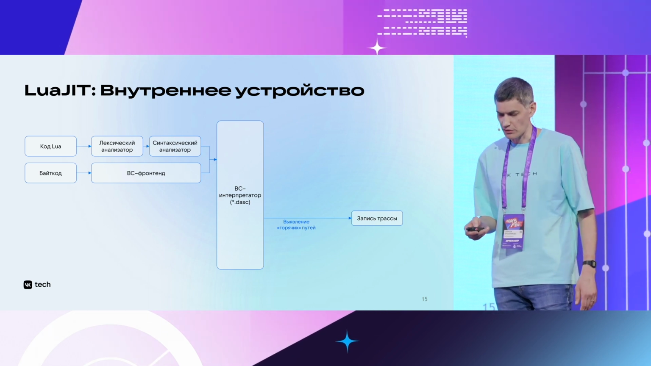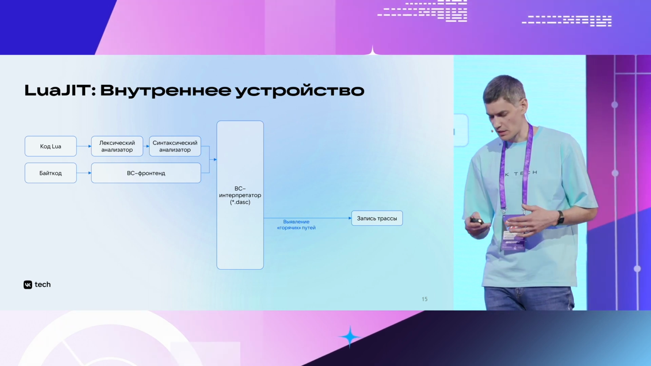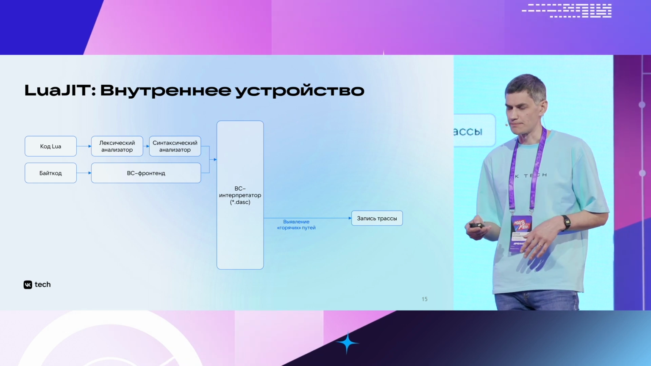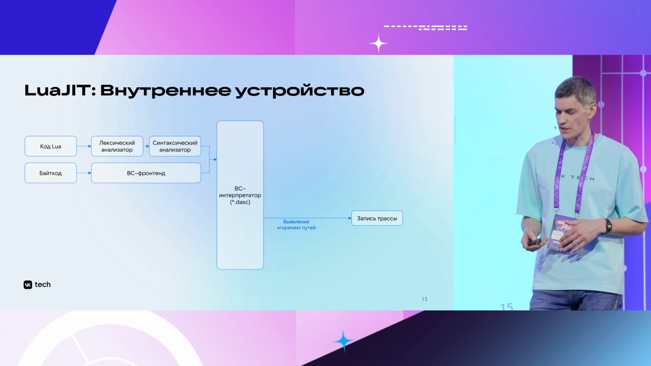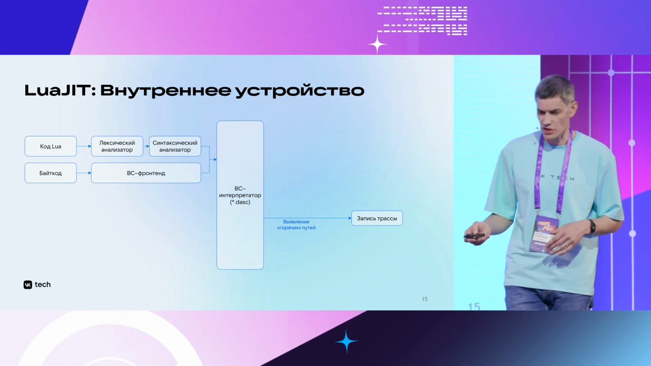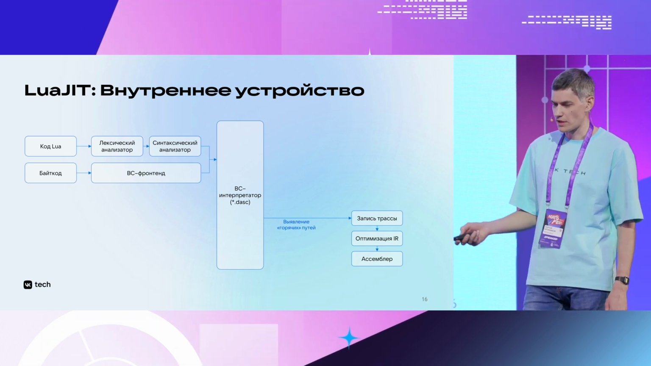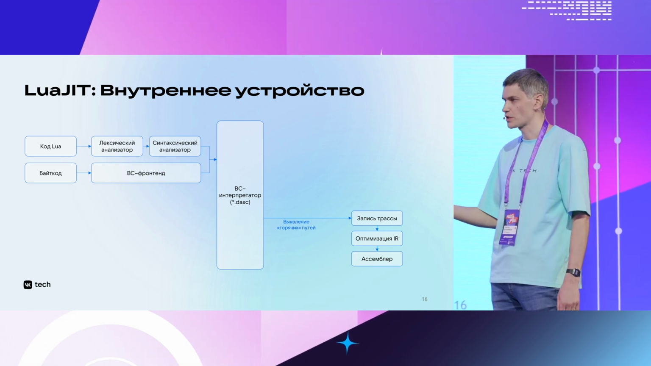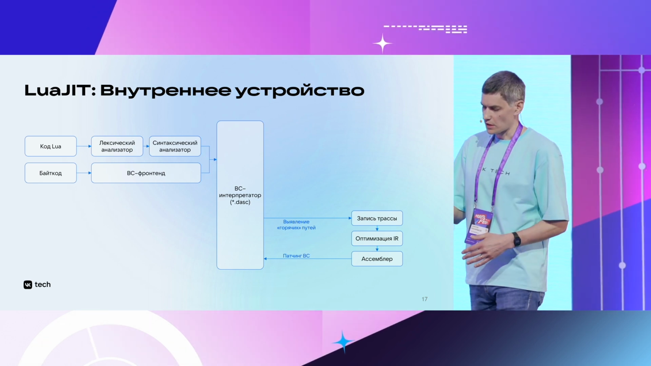If there are bits of code that need to run frequently, LuaJIT traces them, these most popular areas of code, so to speak. Once it's identified, LuaJIT records this trace or route, and it's translated into IRs, intermediate representation. It's optimized and then assembled. Downstream of which you have machine code to be executed.